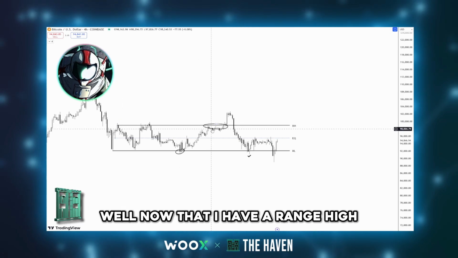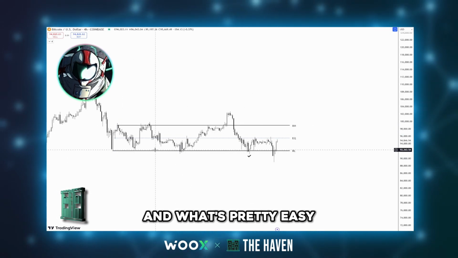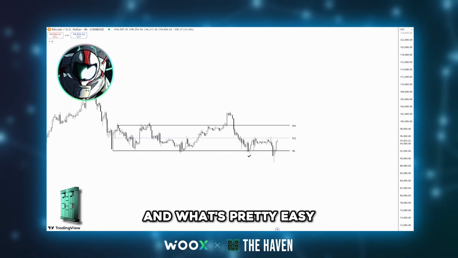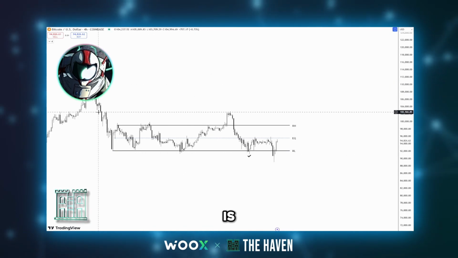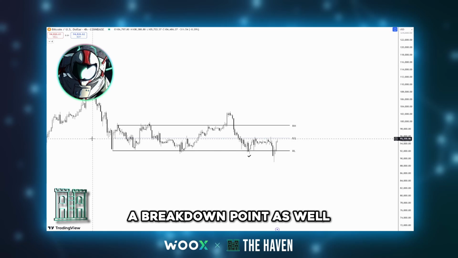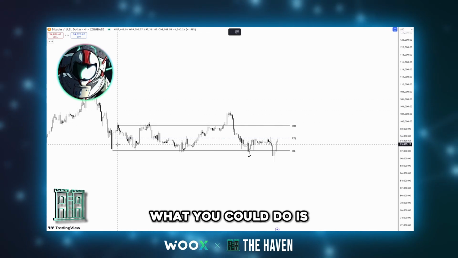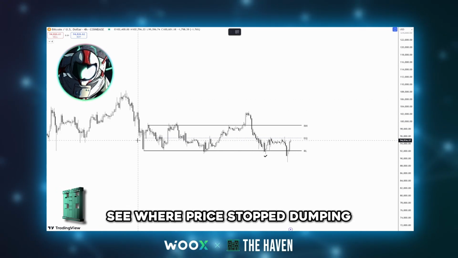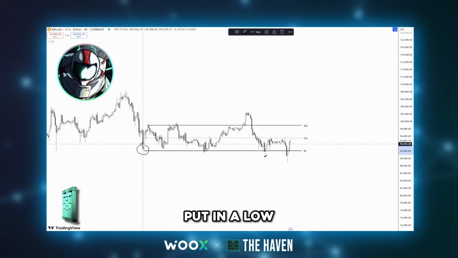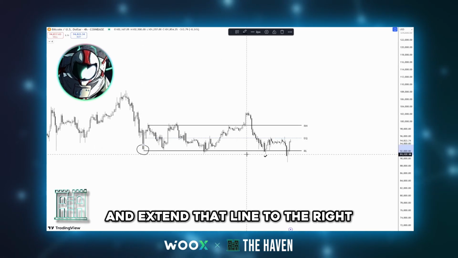Well, now that I have a range high, I need a range low. What's pretty easy, to be honest, about finding a range low is, yes, you can look for a breakdown point as well, but really what you could do is see where price stopped dumping, put in a low for a decent amount of time, and extend that line to the right.